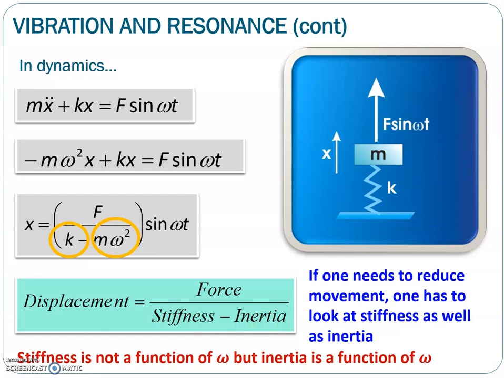So what does it mean? If one needs to reduce movement in this case, one has to look at the stiffness as well as the inertia. In the denominator, getting large resistance restricts the movement. On the other hand, one can also reduce the movement by reducing the force in the numerator. The stiffness is not a function of omega, but the inertia is. It means the resistance changes over the different frequencies.